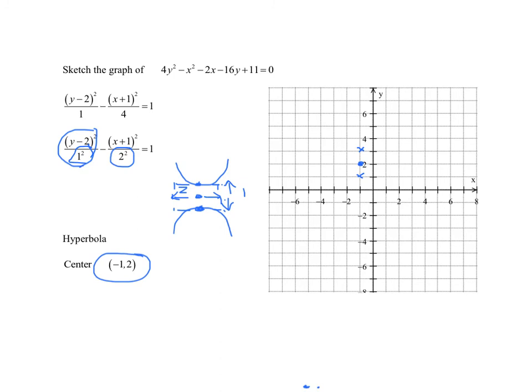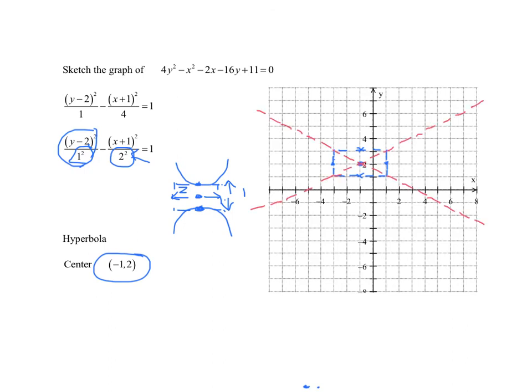So remember to find the box. I've already gone up and down 1 unit. Now I need to go left and right 2 units. So I'm going to go left and right 2 from my center, and that allows us to graph in our little box. And from that box we can graph in the asymptotes by joining this to this. So our asymptote is going to be a dotted line going through here. And there's another one going to go through here. I'm going to put it on pause so I can graph them.